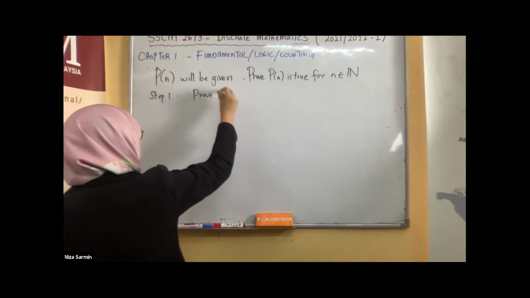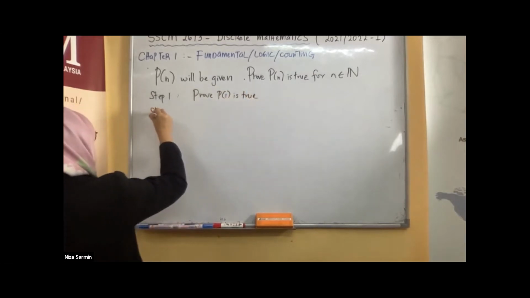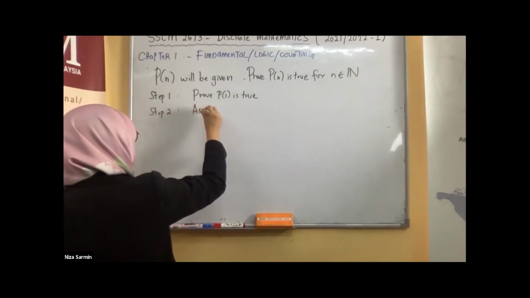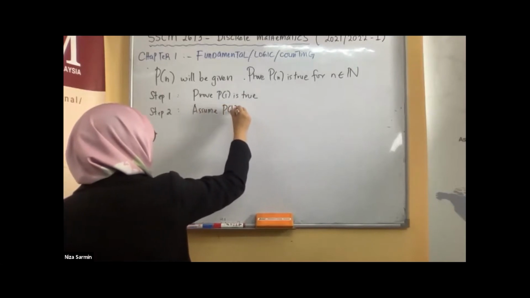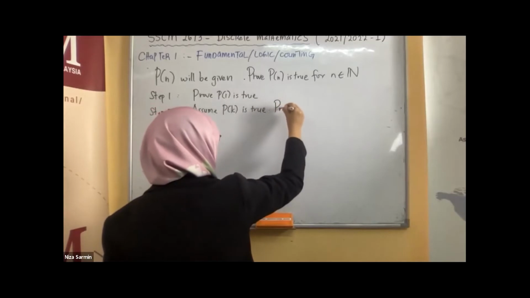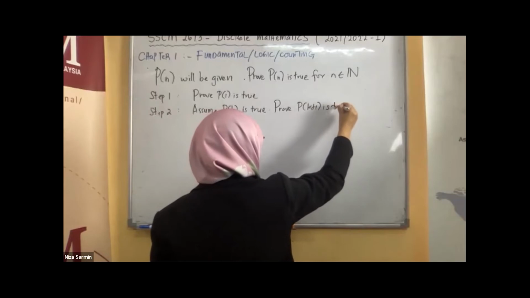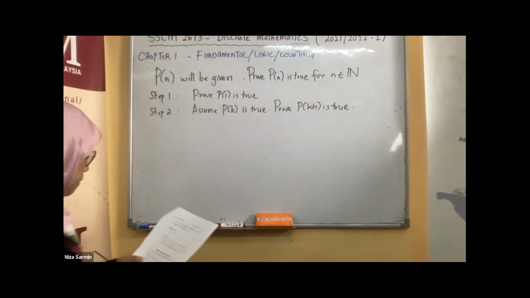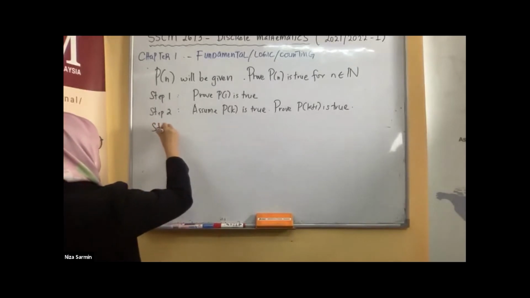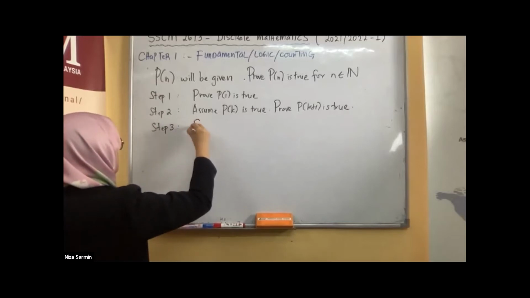So step 1, prove P1 is true. Step 2, assume Pk is true. Prove Pk plus 1 is true. Step 3, you just copy.